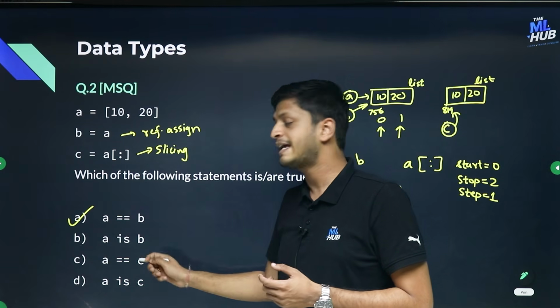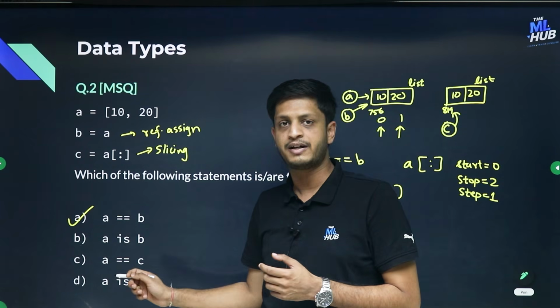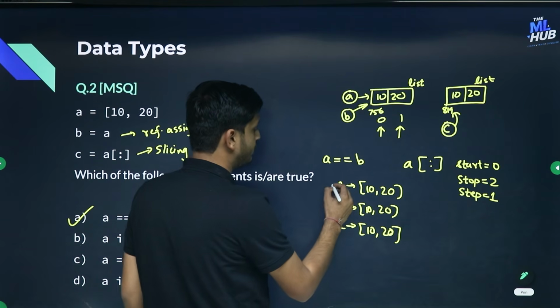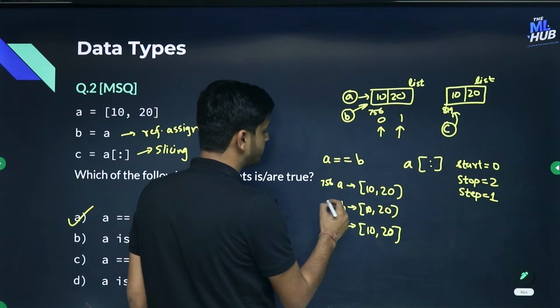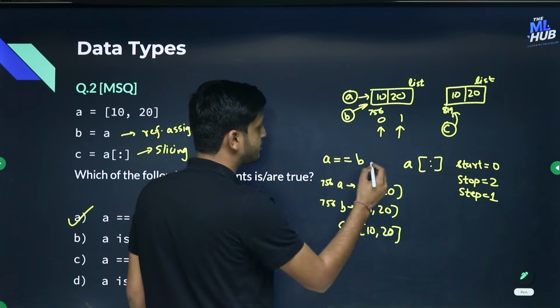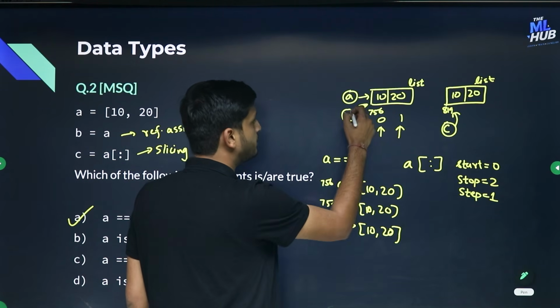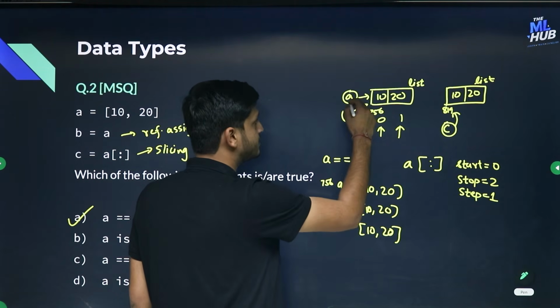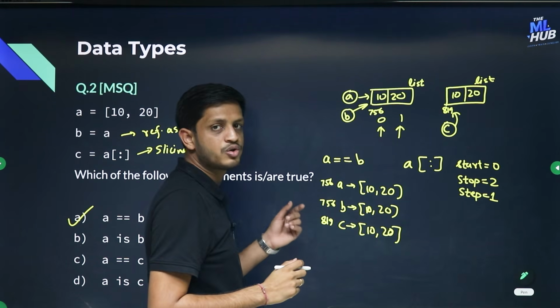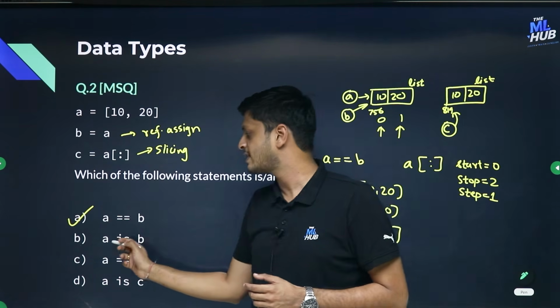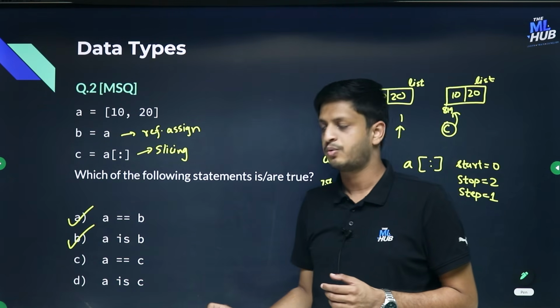Then second option is A is B. When you write the is operator, it checks the address. Is the address same? So the address of A here is 756. The address of B is 756. And address of C is 819. This is just an example, I have just taken some example. So A and B, yes, they have the same address. They are pointing to the same memory location. So A is B will be true. A is always checks the ID, which means the address. So A is B is true.